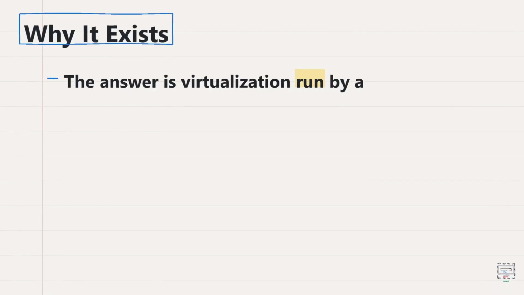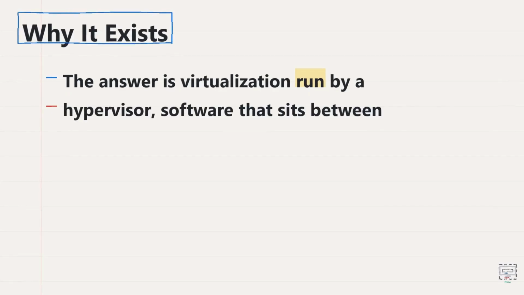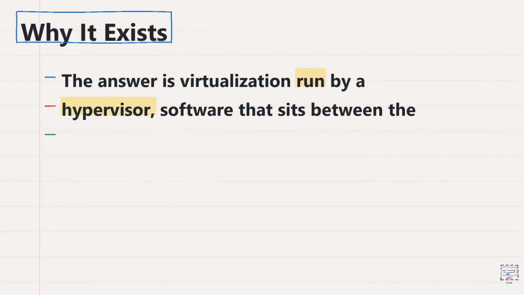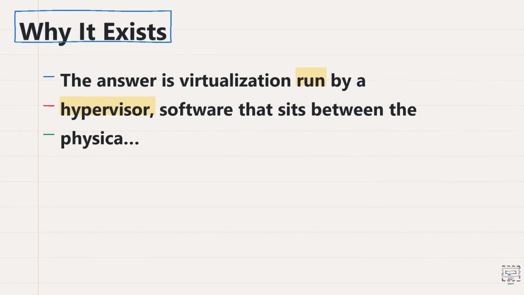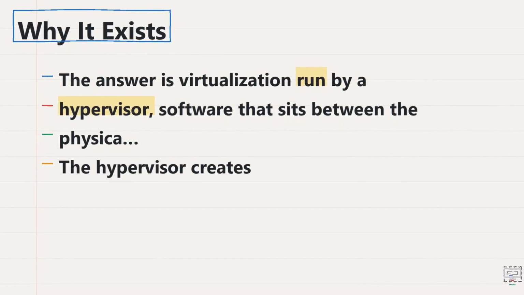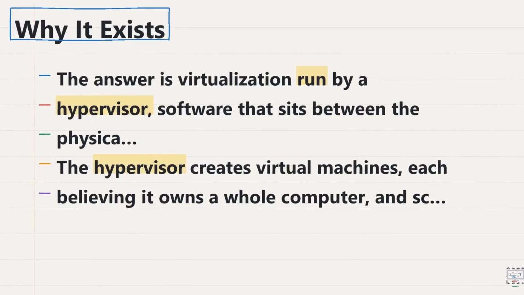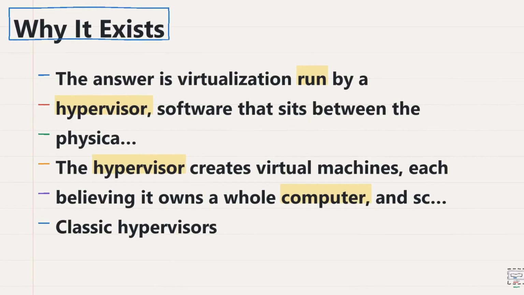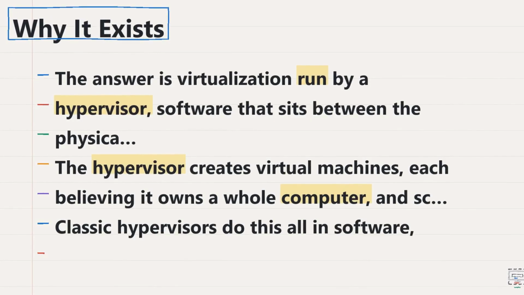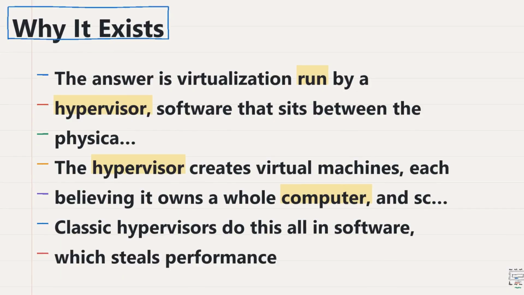The answer is virtualization run by a hypervisor, software that sits between the physical hardware and the guest operating systems. The hypervisor creates virtual machines, each believing it owns a whole computer, and schedules them onto the real CPU cores. Classic hypervisors do this all in software, which steals performance. AWS solved that with the Nitro system, a design that moves virtualization work off the main CPU and onto dedicated hardware cards, so almost all of the physical server's power goes to customers.